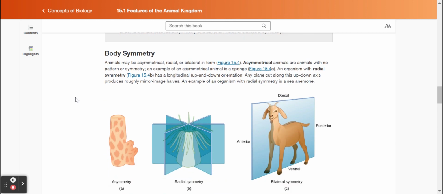Body symmetry. Animals may be asymmetrical, radial, or bilateral in form. Asymmetrical animals are animals with no pattern or symmetry. An example of an asymmetrical animal is a sponge. An animal with radial symmetry has a longitudinal, up and down orientation. Any plane cut along this up-down axis produces roughly mirror image halves. An example of an organism with radial symmetry is a sea anemone.